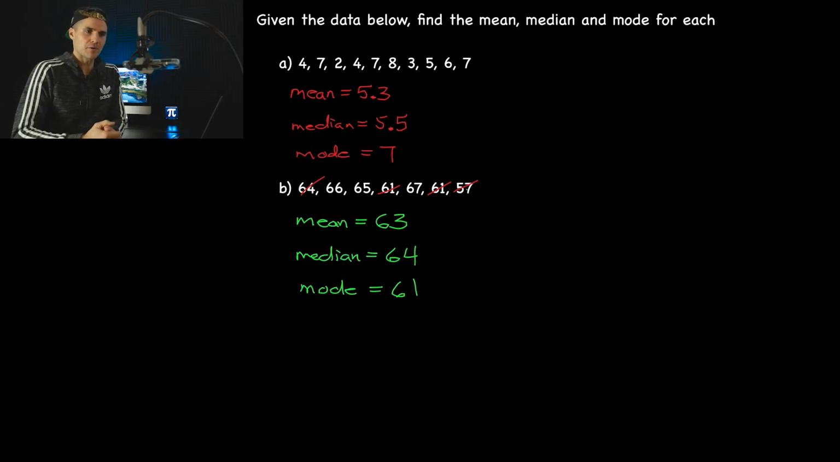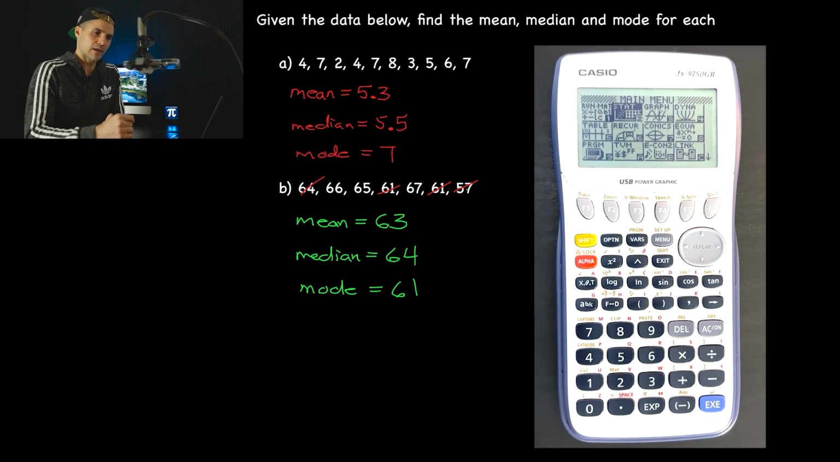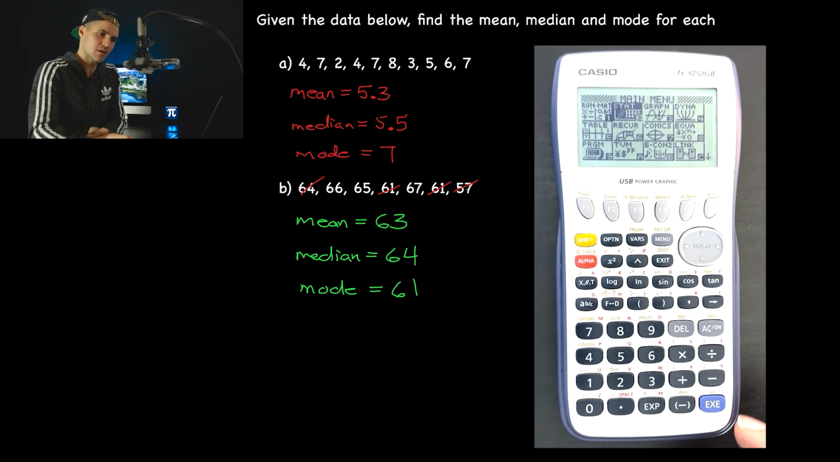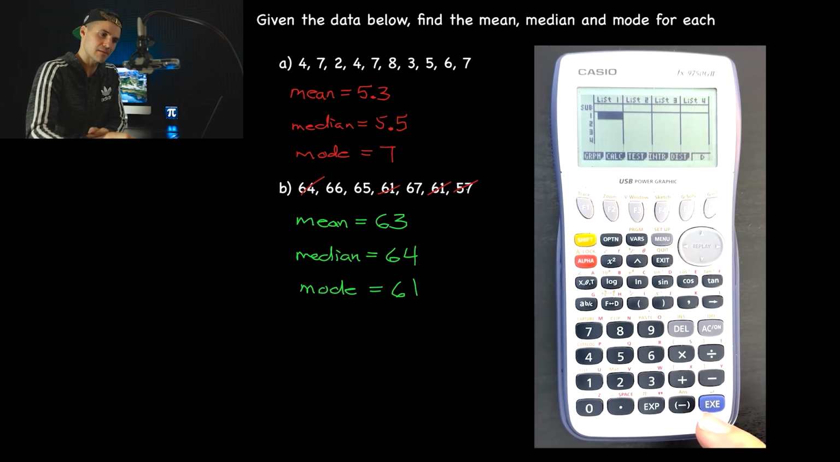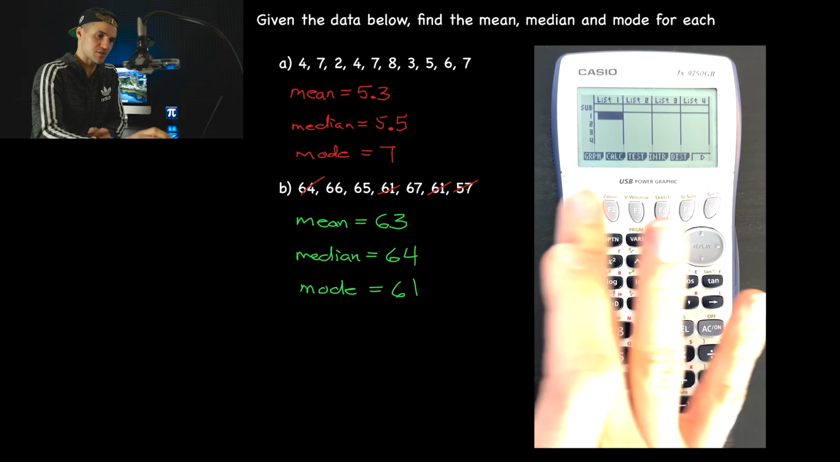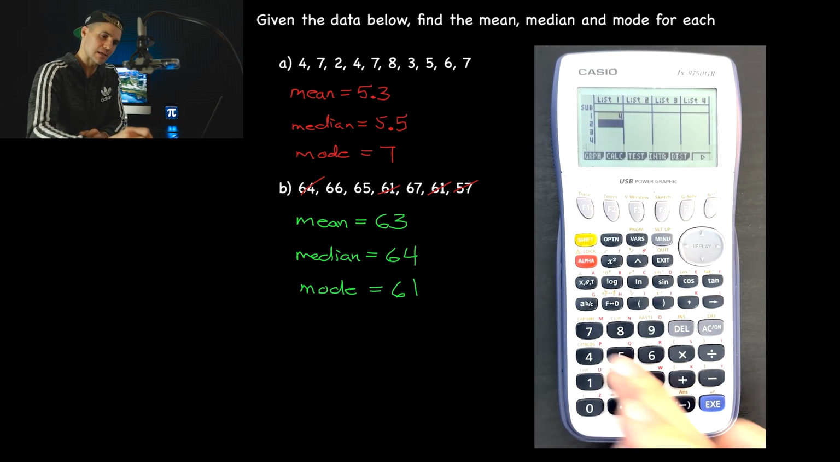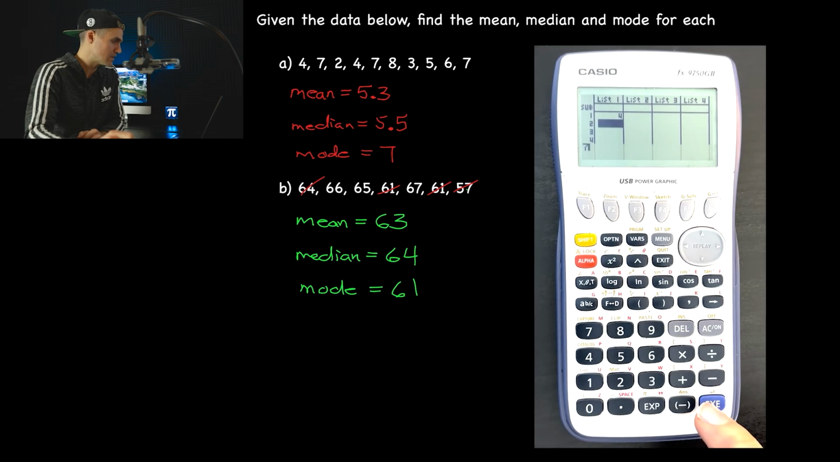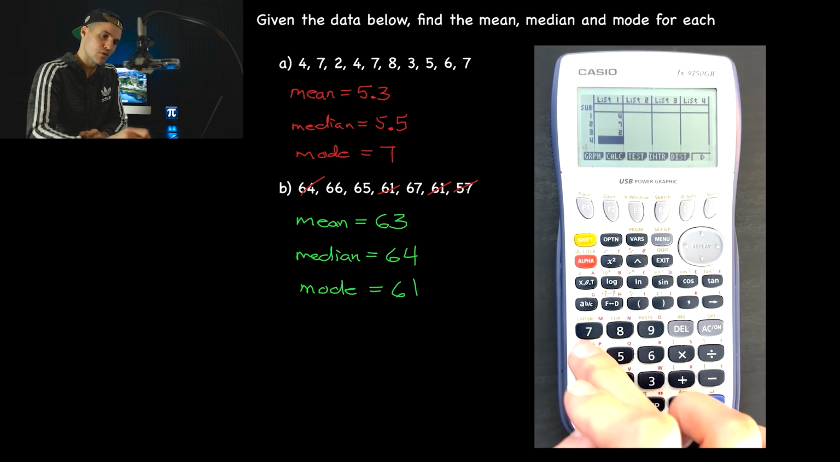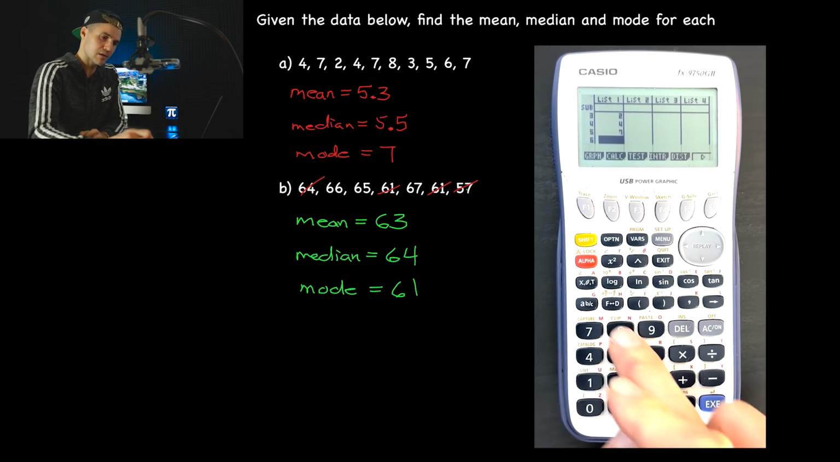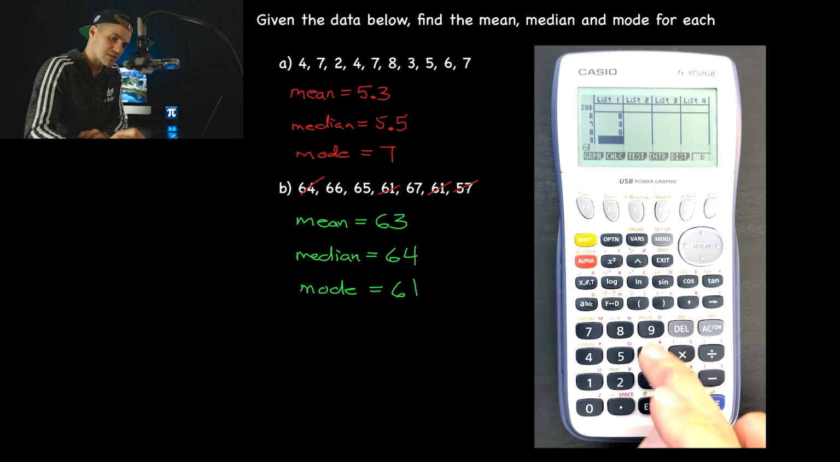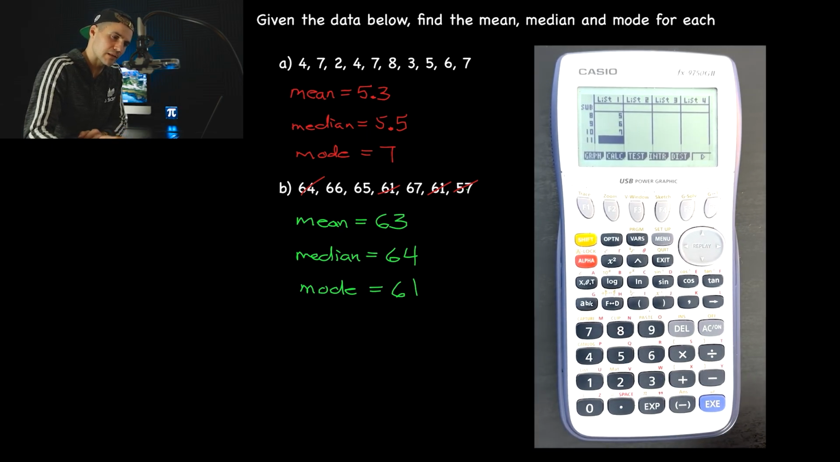And now to show how it's going to work on the calculator, I've got a calculator set up here. So let's start with this first data set. This is the main menu here, and what we're going to do is go to Stat, and then you'll notice these lists come up, these charts here. You want to input the data points in this first list. So we'll have 4, 7, 2, 4, 7, 8, 3, 5, 6, and then 7, like that.